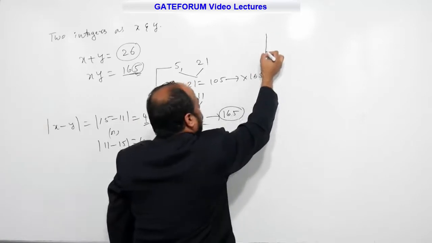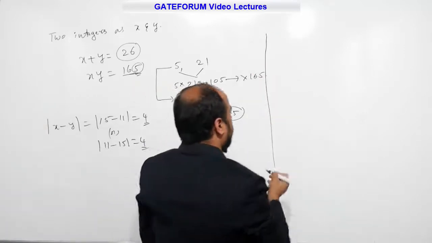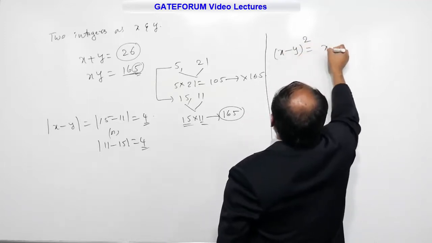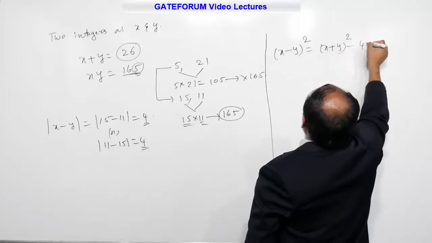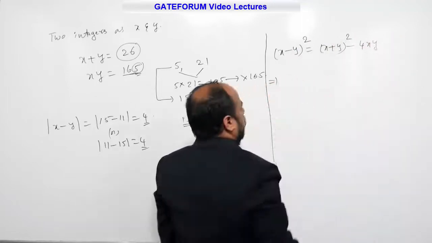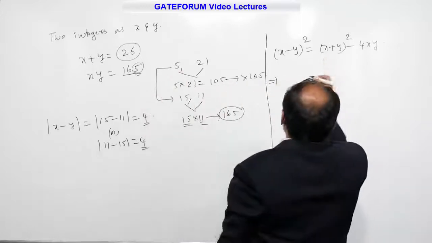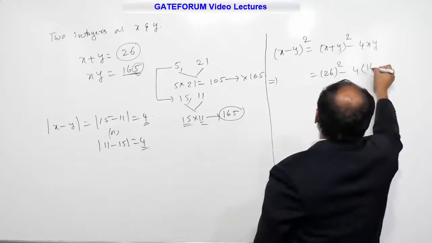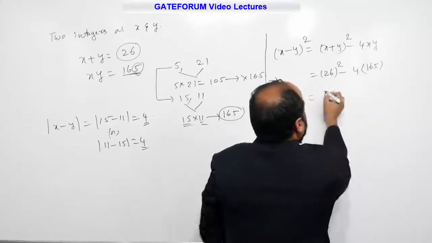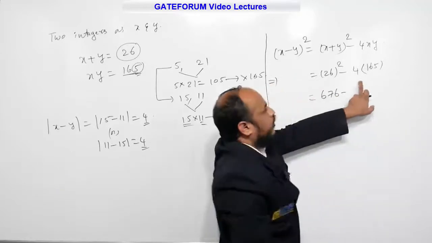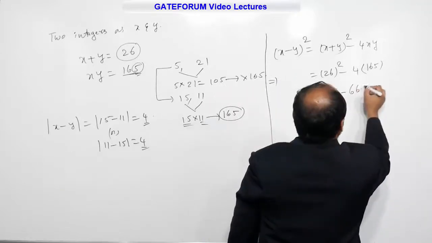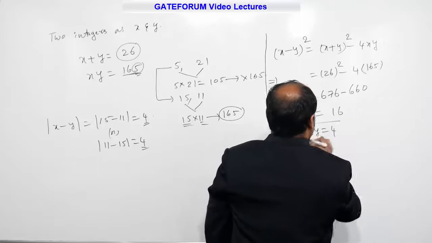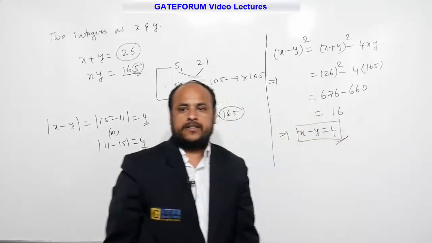Method 2 is using algebraic identities, which can also simplify this problem. What is the algebraic identity? One identity is (x minus y) whole square is equal to (x plus y) whole square minus 4xy. Here x plus y we know is 26. So 26 whole square minus 4 into xy, which is 165. 26 square will be 676, minus 4 into 165, which will be 660. So this value will be 16. So from this, x minus y is clearly equal to 4. This is the required answer from the options. The right option is D.